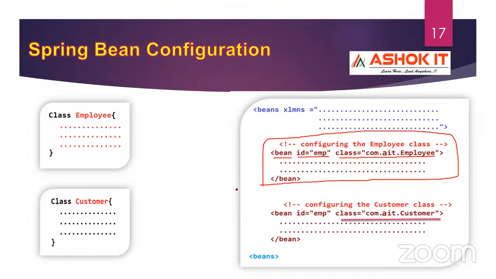Everybody is that clear? Everybody is that clear or not? Right. Yes, this is the first way of defining a Java class as a Spring Bean, Bhupal.